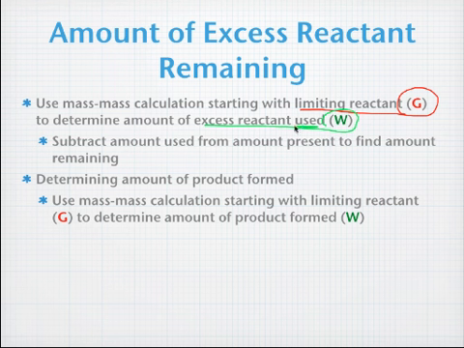And this is just like any other problem we've done before where we looked at one reactant to another. We're going to look for the amount of reactant used. And then once we find out how much is used, we're going to subtract that amount from the amount that you're given to find the amount of the limiting reactant remaining. To find out how much product is formed, again, you're going to start with that limiting reactant as your given. But now your wanted is going to be the amount of product formed.